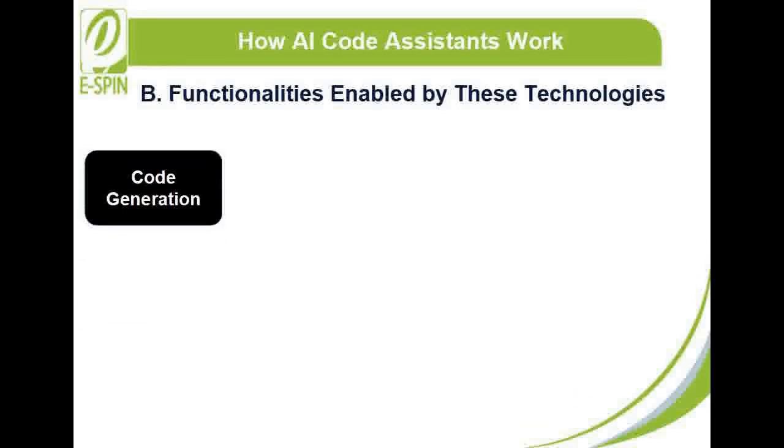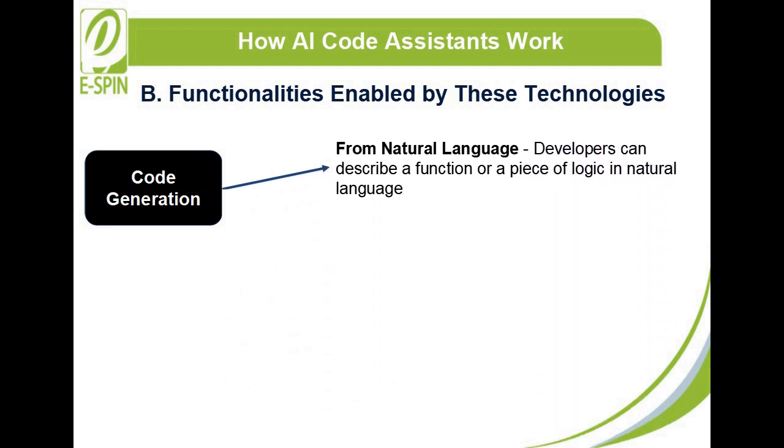Code generation. Code generation involves creating code automatically based on developer input, such as natural language descriptions or templates, to streamline development and reduce manual coding efforts. From natural language. Developers can describe a function or a piece of logic in natural language, and the AI assistant can generate the corresponding code. This is particularly useful for implementing standard algorithms or boilerplate code.